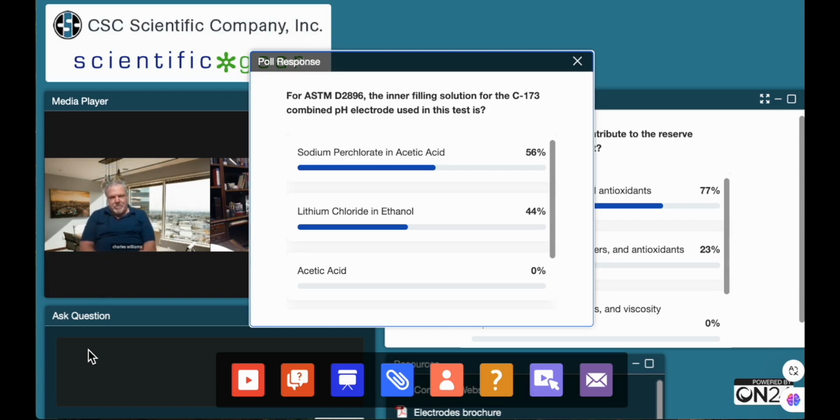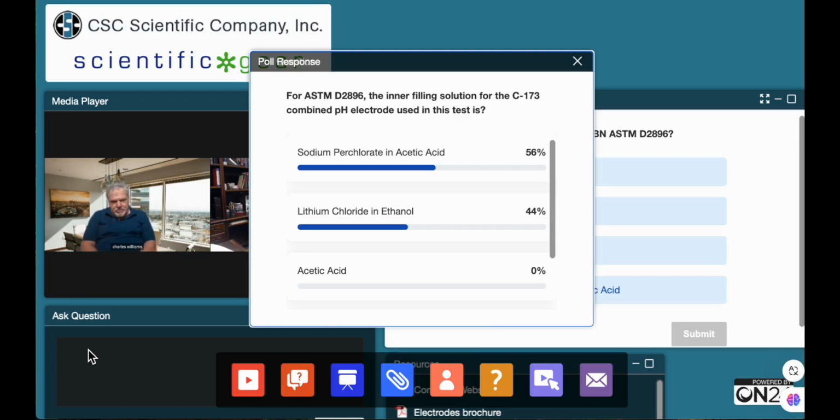Okay, next question. What titrants are used for TBN ASTM D2896? And I will say, if this was set up correctly, this is multi-select, so you can pick more than one. What titrant or titrants are used for TBN ASTM D2896? A, KOH and IPA, B, HCl and IPA, C, HClO4 and acetic acid, and D, sodium acetate and acetic acid.